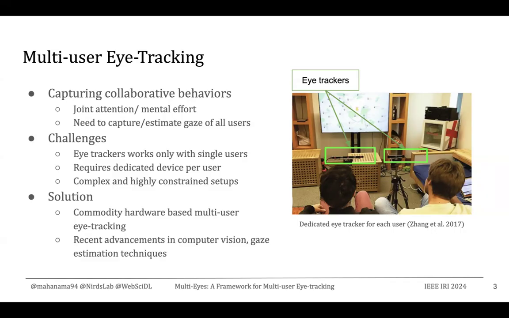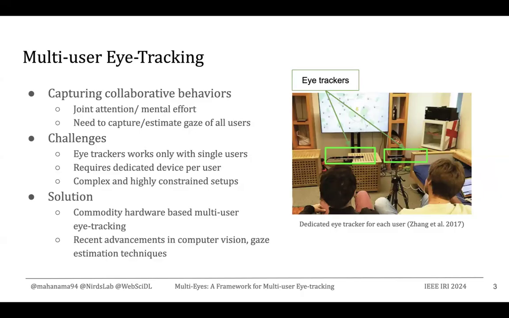The first challenge, or the main challenge, is that the eye trackers, or the specialized hardware and software, can capture the gaze of only one user. Therefore, in a multi-user environment, we need to have a dedicated device for each user, and depending on the cost of the device, the overall setup can be very costly. In addition to that, it will make the setups more complex and also highly constrained to avoid interference between these eye trackers. So there's one way to overcome this challenge.